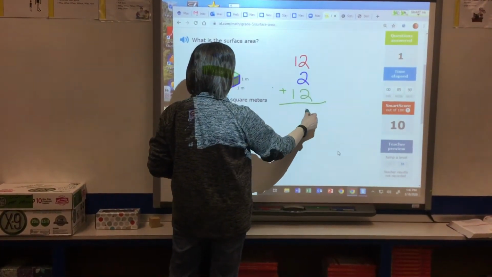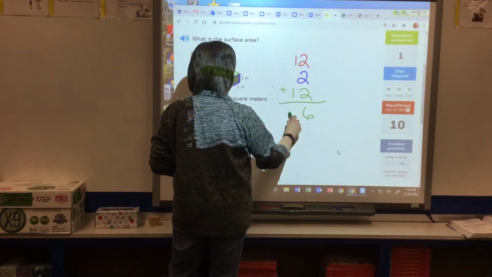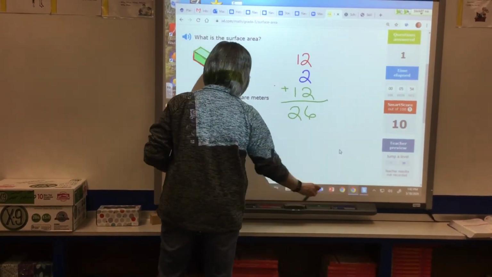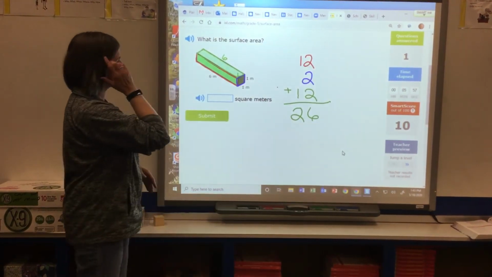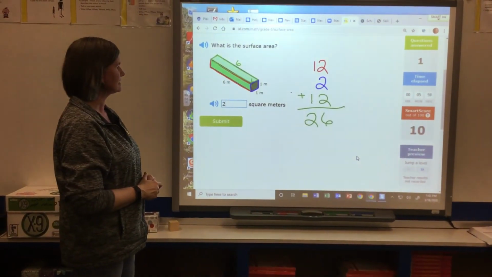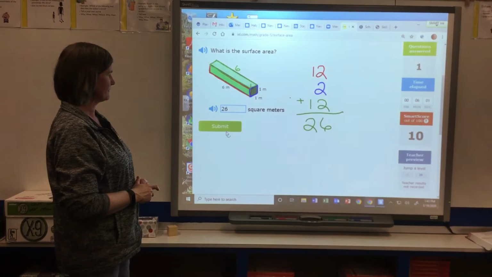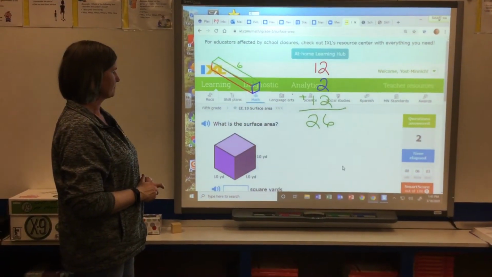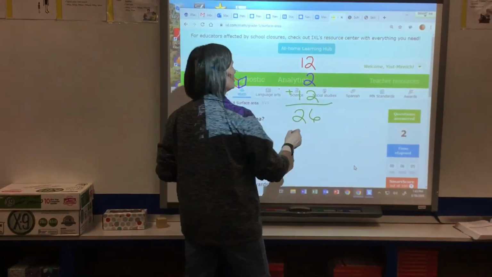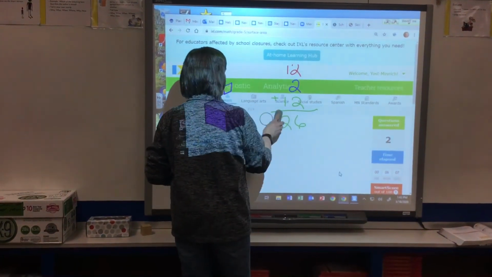2 plus 2 plus 12 is 26, and so the surface area for this particular rectangular prism would be 26 square meters. Excellent. So we're going to review one more.